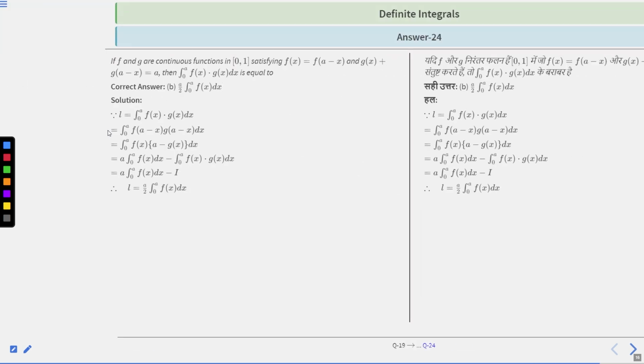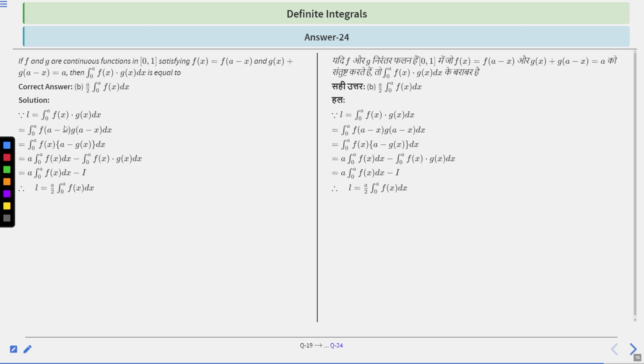Okay, let's move to the solution part C. I is basically the integral from 0 to a of f(x) g(x) dx. Then I is equal to the integral from 0 to a of f(a minus x) into g(a minus x) dx. Therefore, I is equal to the integral from 0 to a of f(x) into g(a minus x). Here, g of a minus x can be written as a minus g(x), right? So f(x) into g(a minus x) can be written as f(x) into (a minus g(x)).